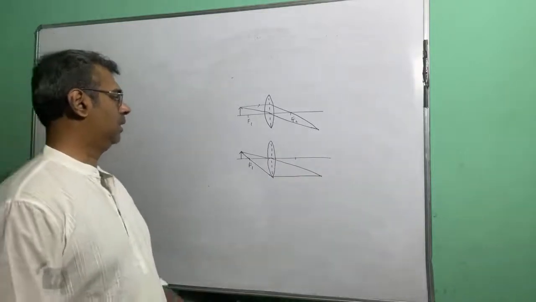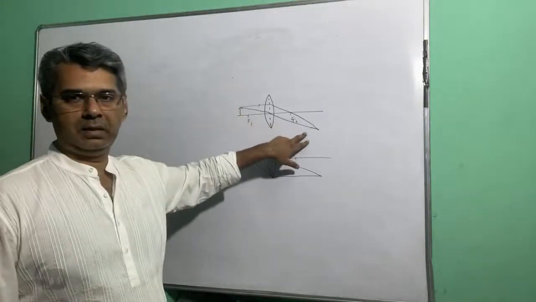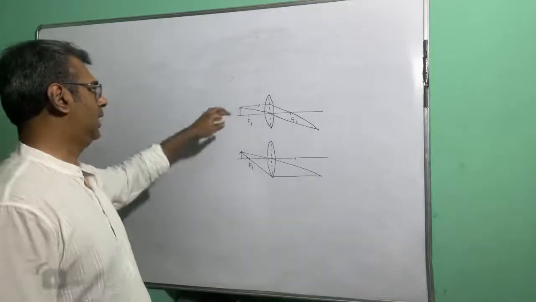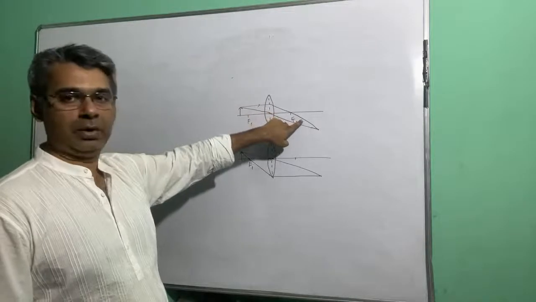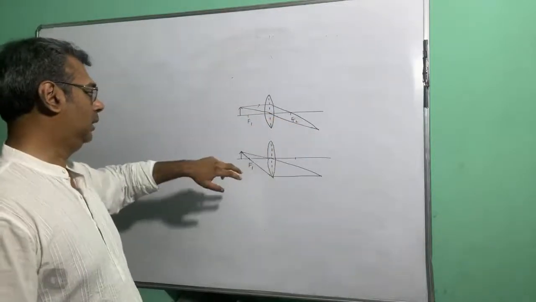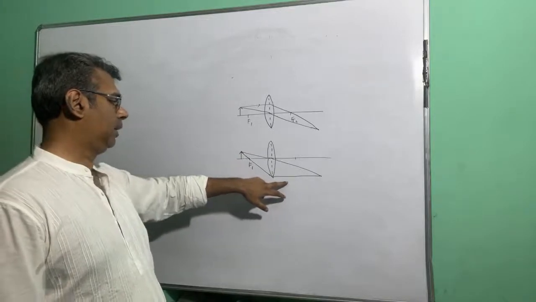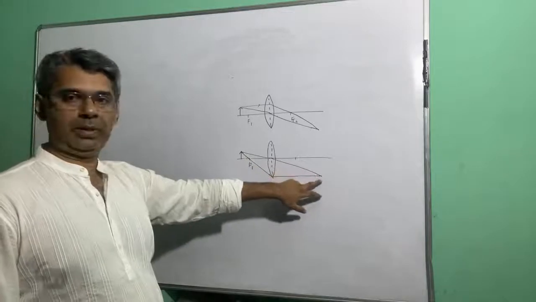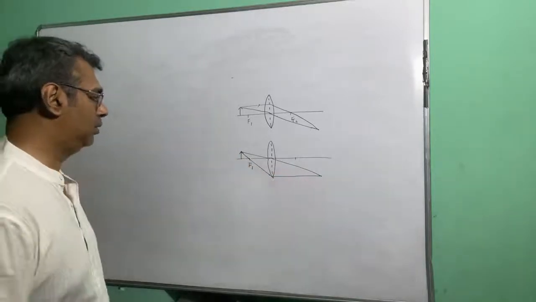So, like I said, the first ray I drew through the optical center. That is a very obvious choice of ray because it goes undeviated. The second ray, if I draw it parallel to the principal axis, it will pass through the focus on the other side. They will meet over here. And the second ray, if it passes through the focus here, it will become parallel to the principal axis. The first ray is passing through the optical center, the second ray passing through F1 will become parallel to the principal axis. They will meet over here.